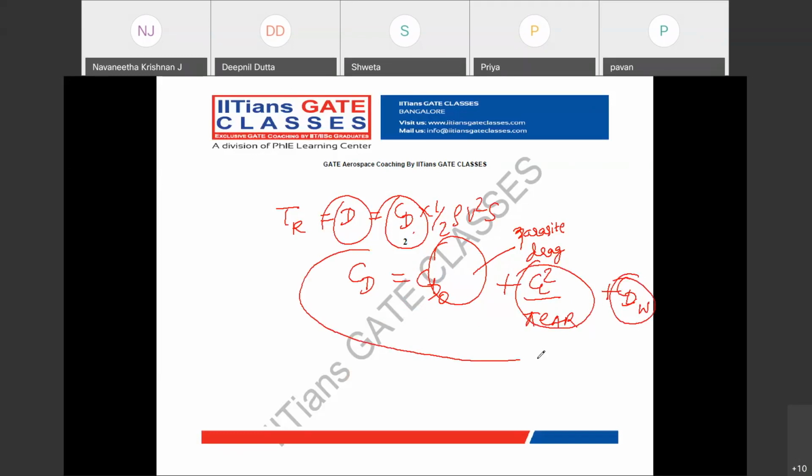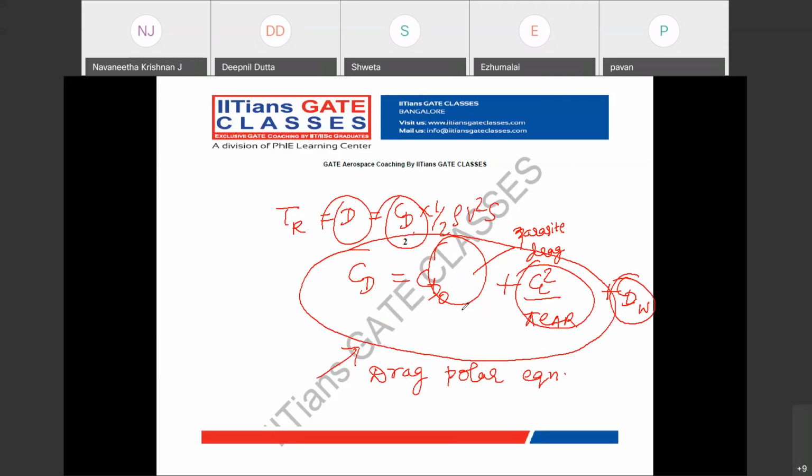The equation CD equal to CD naught plus CL square by pi E AR corresponds to the drag polar equation. CD naught depends upon the profile of your aircraft. Profile is nothing but your pressure and skin friction drag.